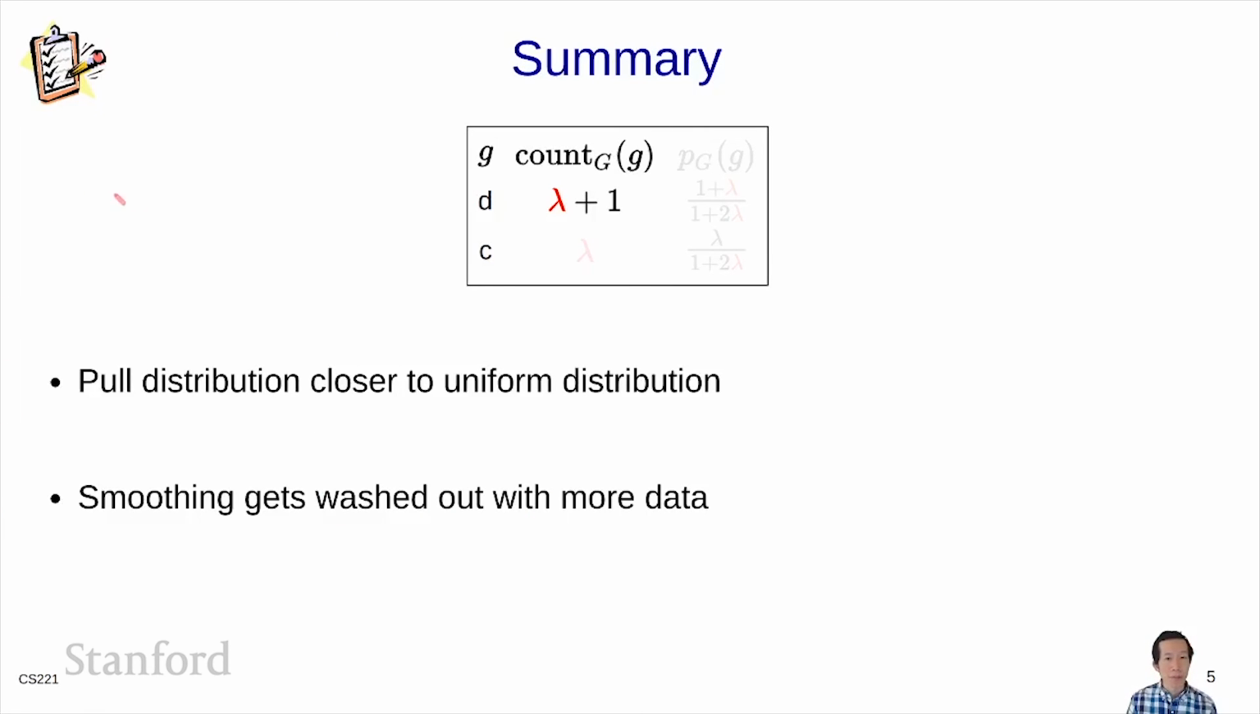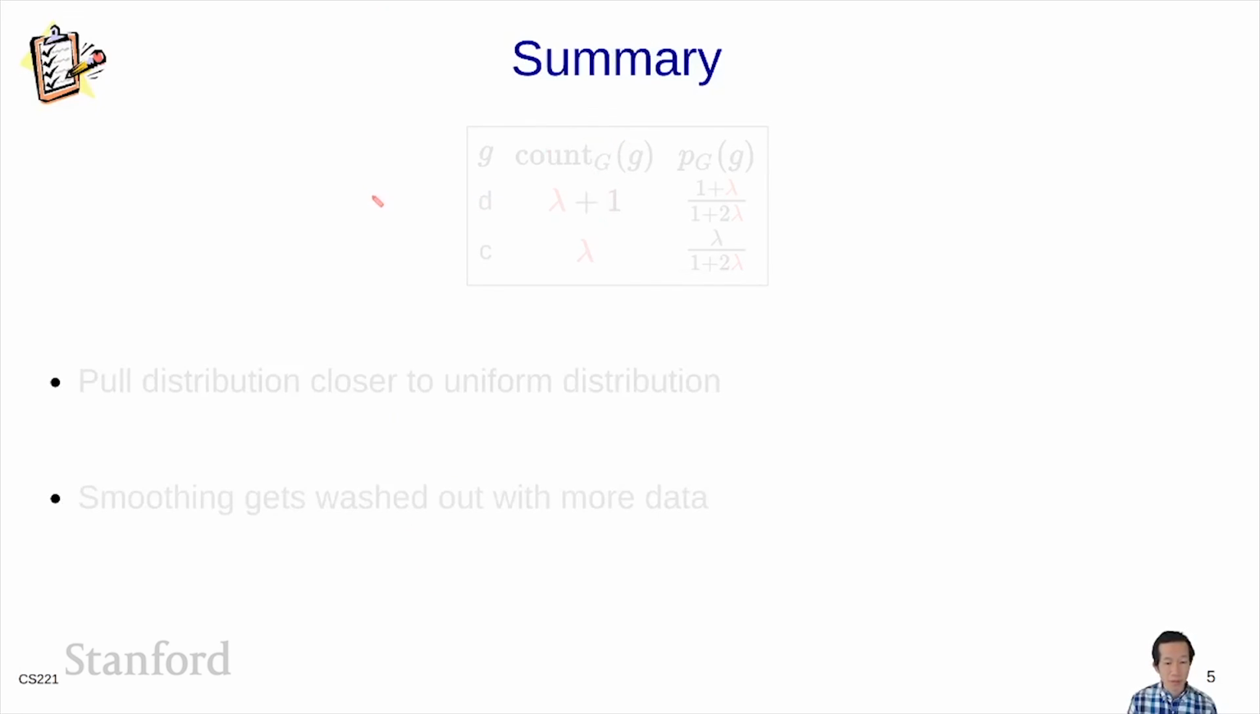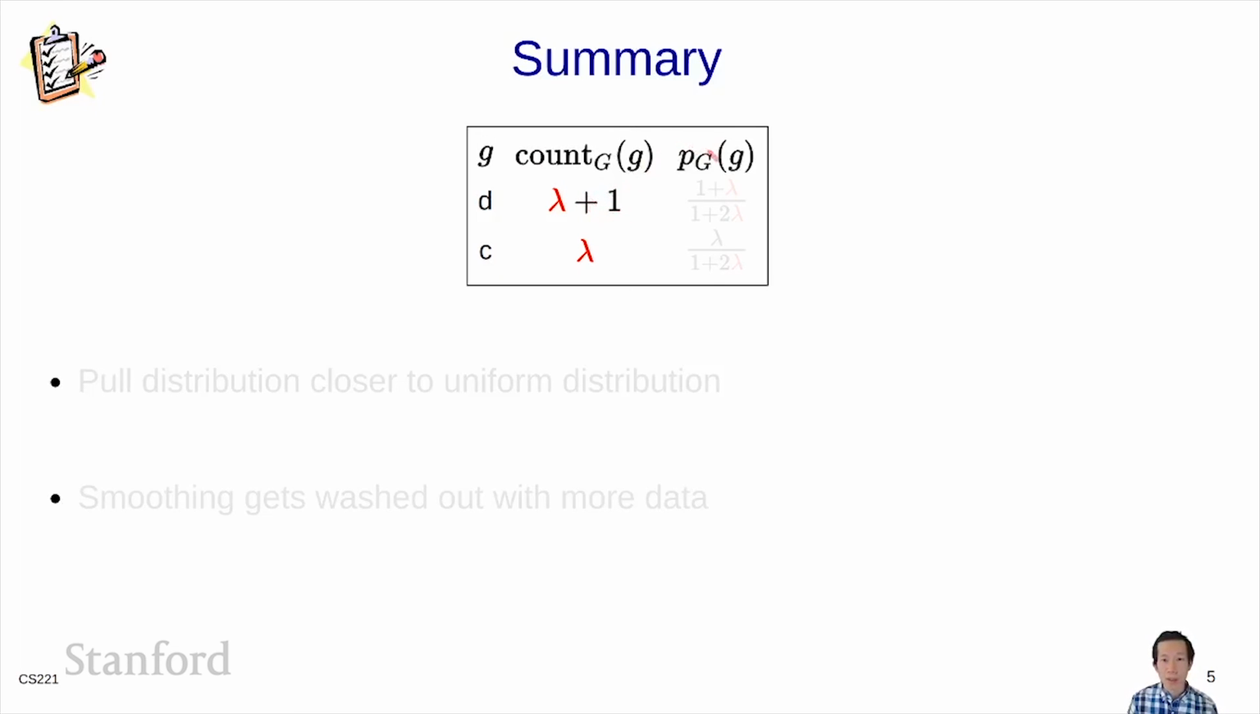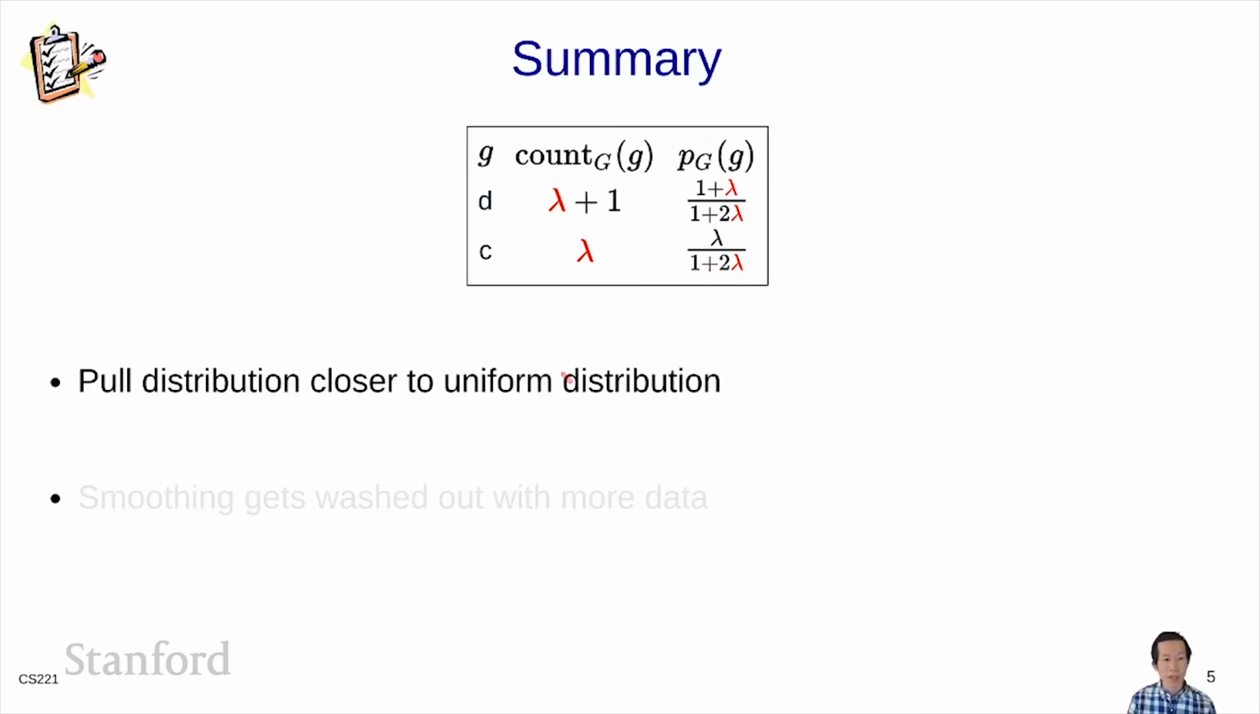So to summarize, we looked at Laplace smoothing for avoiding overfitting when estimating Bayesian networks. The key idea is that we preload counts with a lambda, and then we go to the training data and add the counts based on our data, and then we normalize. So the smoothing pulls us away from zeros to the uniform distribution, but in the end, all the smoothing gets washed out with more data. That's the end.